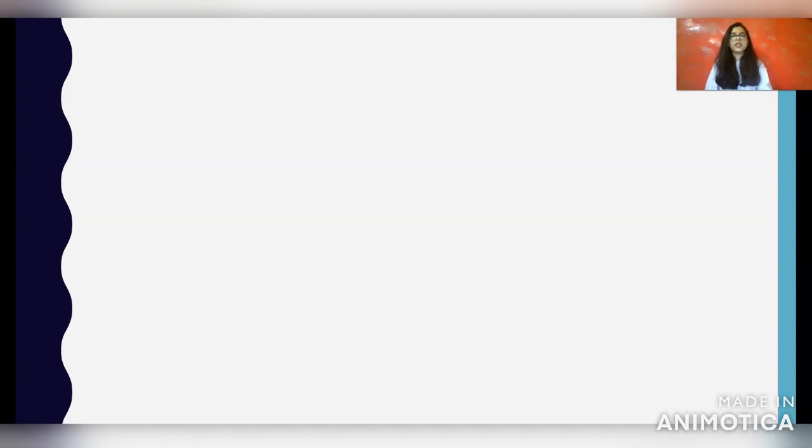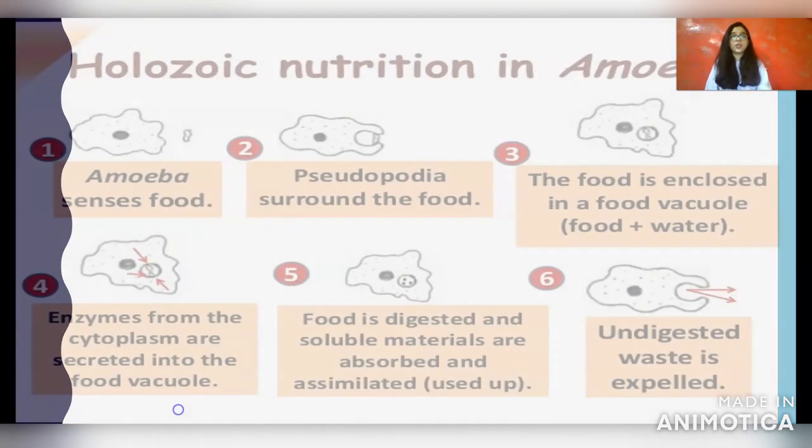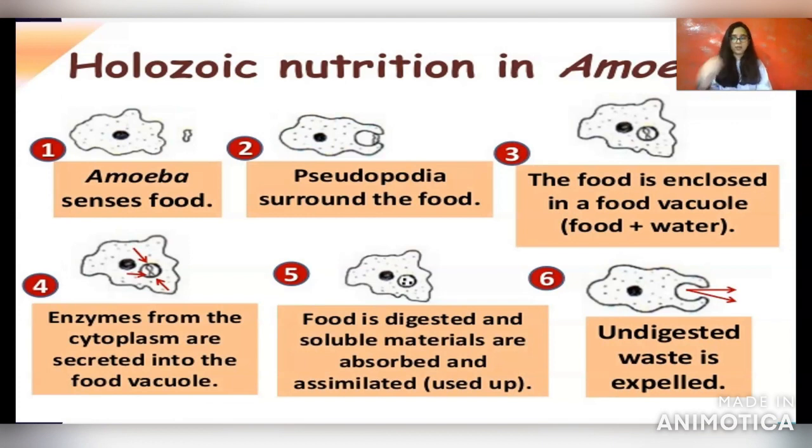Now let us learn Holozoic nutrition in a unicellular organism, that is amoeba. Whenever amoeba senses food, first is sensing the food, then second is the pseudopodia surrounding the food. When it senses the food, it creates the pseudopodia. Now what is the meaning of pseudopodia? Pseudopodia means false feet. Pseudo means false and podia means feet. So it creates the pseudopodia and engulfs the food. This is ingestion.